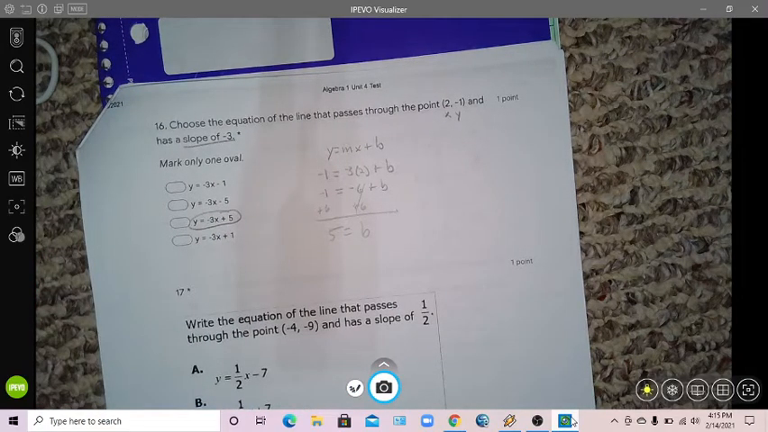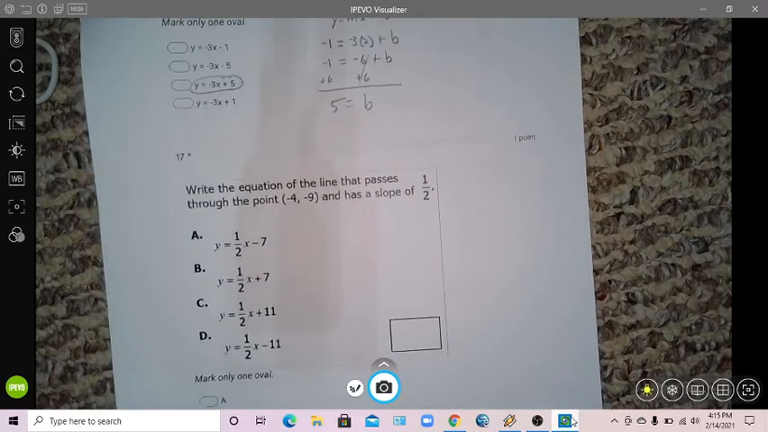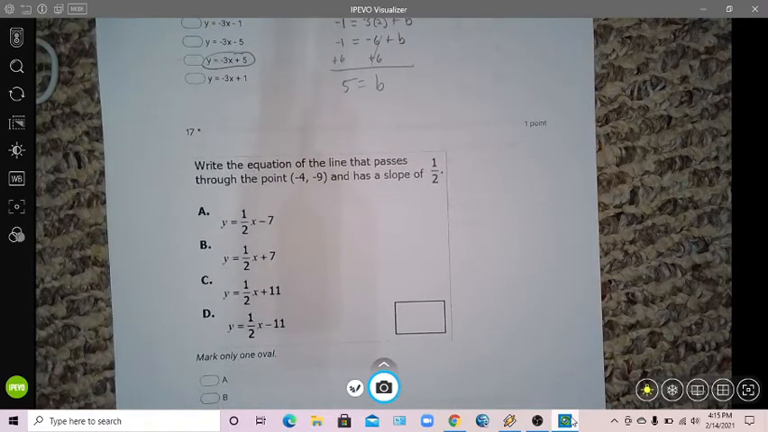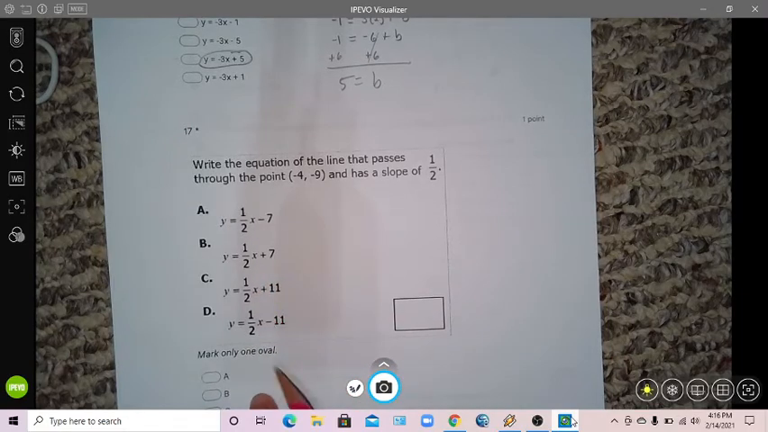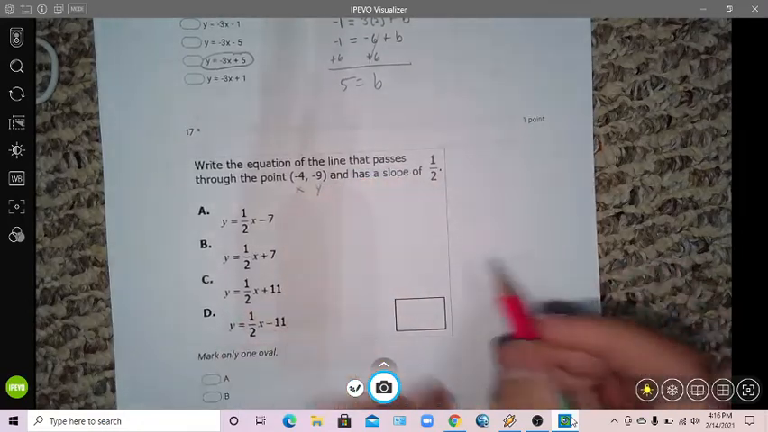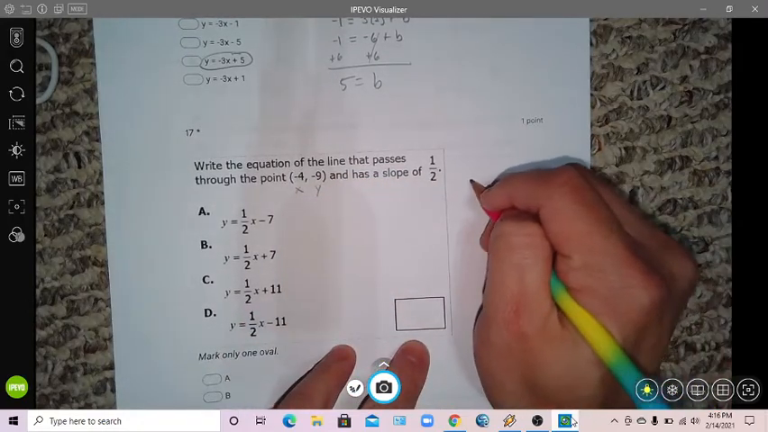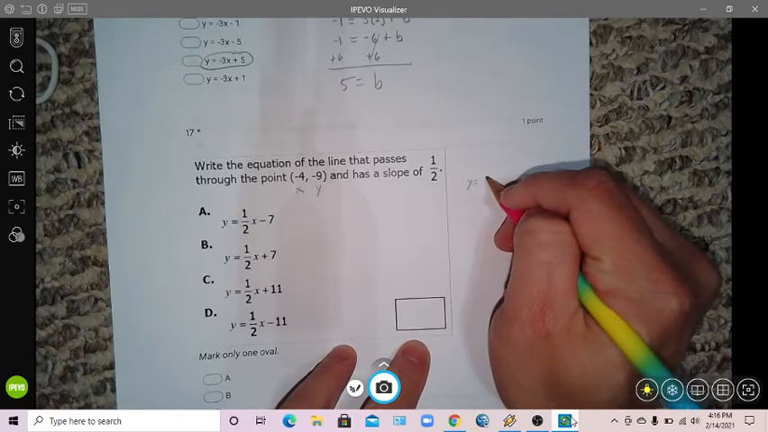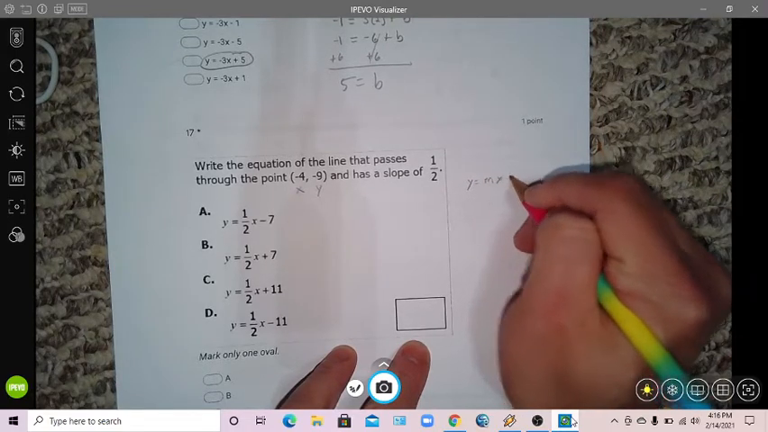Alright, number 17. Write the equation of a line that passes through -4, 9 and has a slope of 1/2. So again, same situation as above. All the slopes are 1/2. We just need to find the correct y-intercepts. Okay, so I have here x, y. Alright, so let's find the y-intercept. Y equals mx plus b.